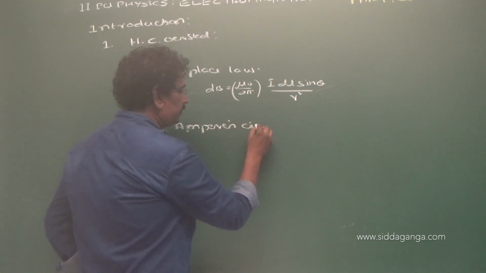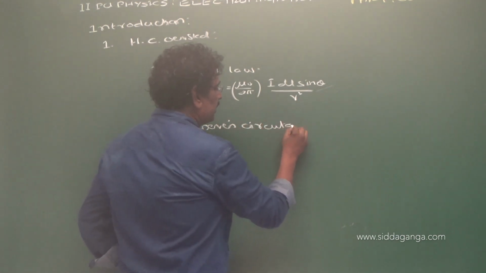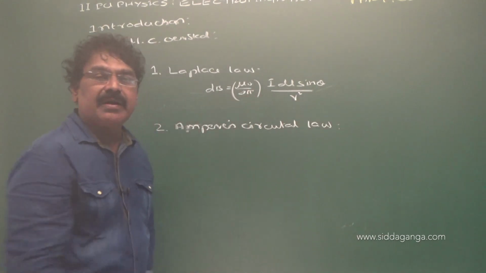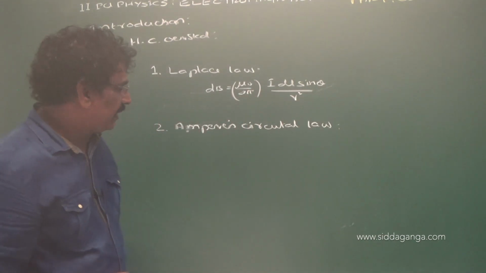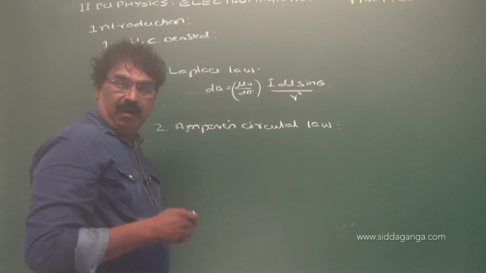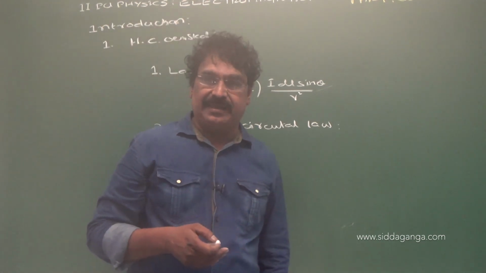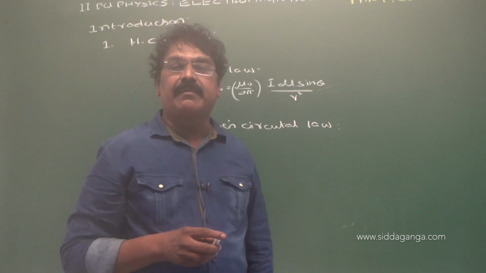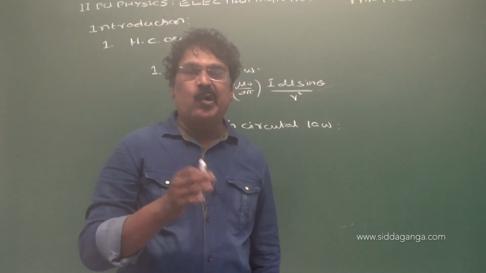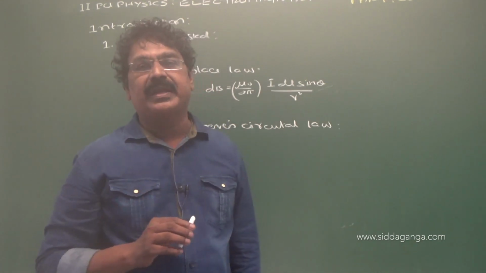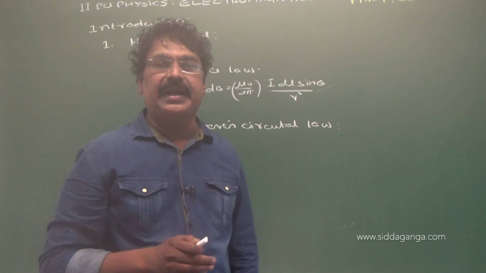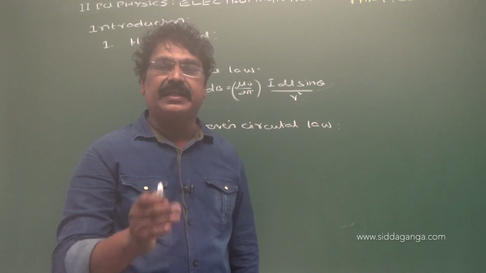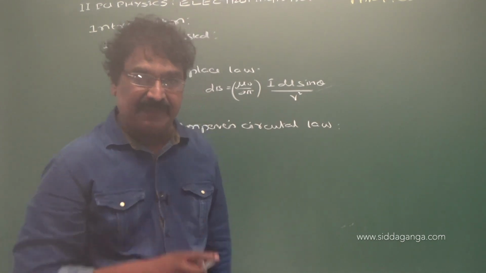Ampere's Circuital law. According to this law, the line integral of the magnetic field around a closed path is always equal to mu naught times the current enclosed by the closed path in free space.